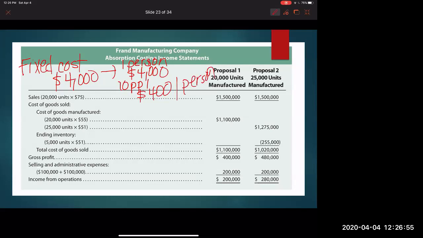Now, that's the same thing here. The number of units that we produced is changing. And so basically we have our fixed cost, and our fixed cost is being spread over more units in proposal number 2 than in proposal number 1, which means that our income from operation looks as though it is increasing by 80K, when really it's just because fixed cost is involved. Now let me show you how this looks completely different under variable costing.